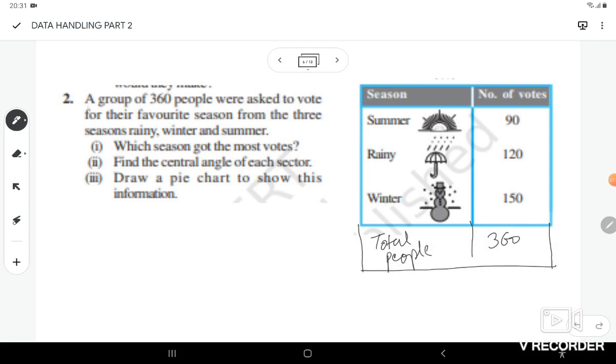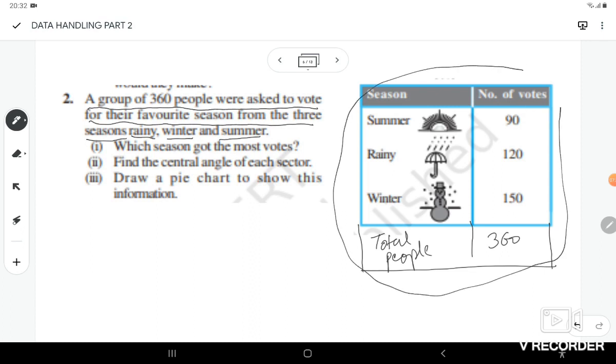Moving on to question number 2, it says a group of 360 people were asked to vote for their favorite season from the 3 seasons: rainy, winter and summer. You can see the table on the right-hand side of the screen: summer, rainy and winter, and the number of votes were 90, 120 and 150 respectively. You can see which season got the most votes. From the table you can see the winter season got the most votes.